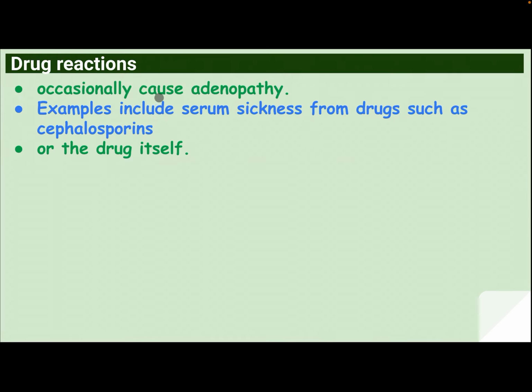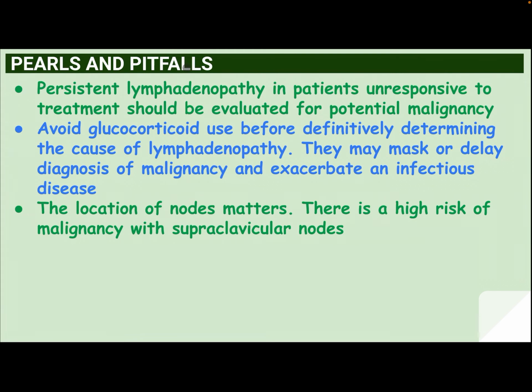Drug reactions occasionally cause adenopathy. Examples include serum sickness from drugs such as cephalosporin or the drug itself. Pearls and pitfalls. Persistent lymphadenopathy in patients unresponsive to treatment should be evaluated for potential malignancy. Avoid steroid use before determining the cause of lymphadenopathy. They may mask or delay diagnosis of malignancy and exacerbate an infectious disease.